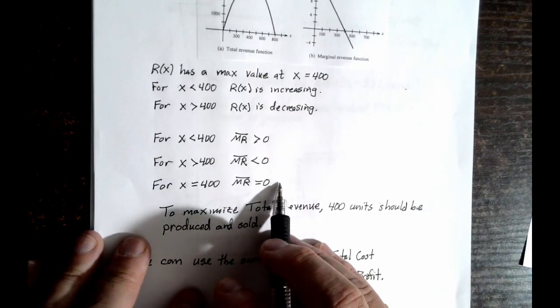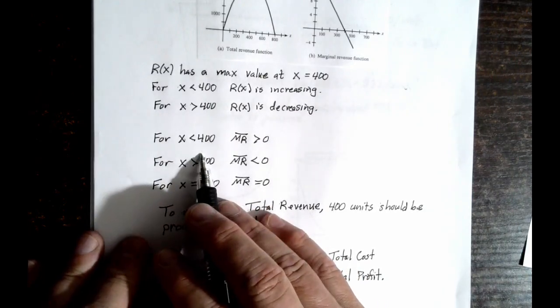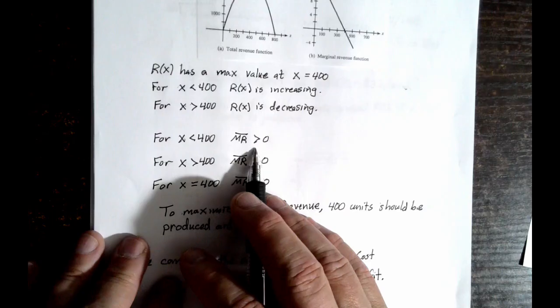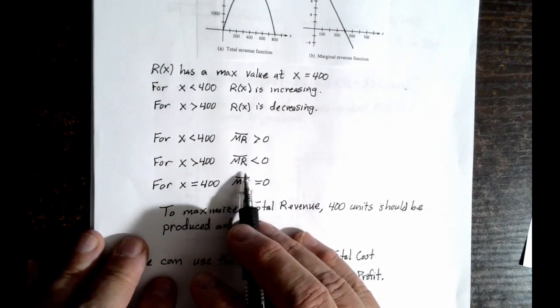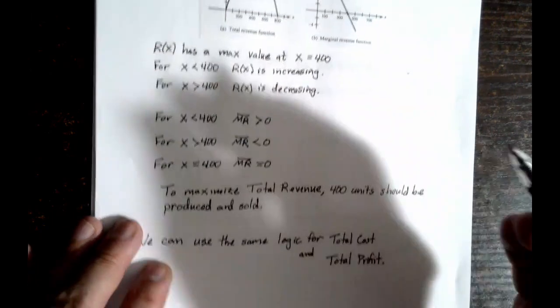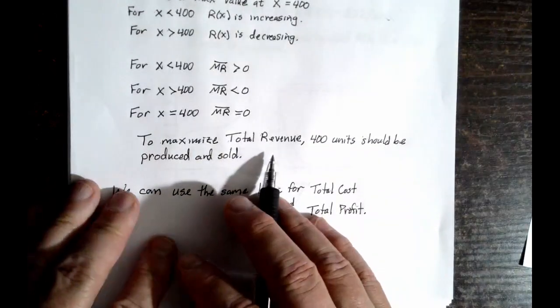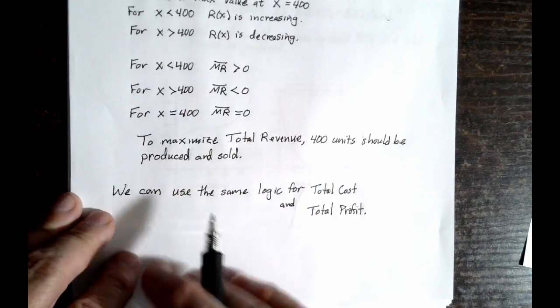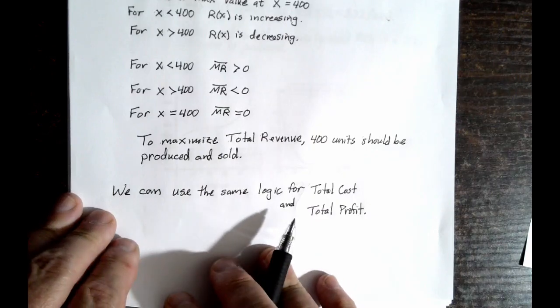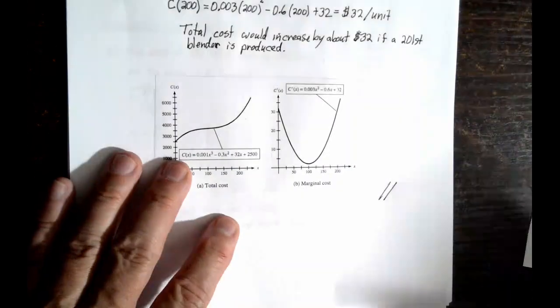That makes perfect sense. Here, for less than 400, your marginal revenue is positive, meaning your revenue is increasing. Here your marginal revenue is negative, meaning your revenue is decreasing. So to maximize total revenue, 400 units should be produced and sold. And we can use the same logic here for cost and for profit.